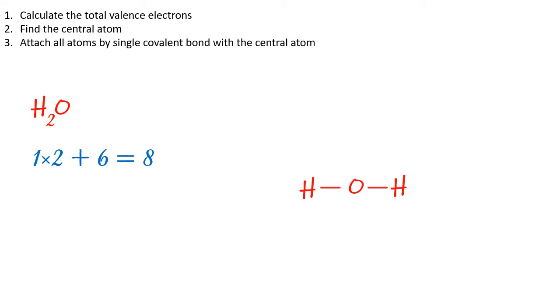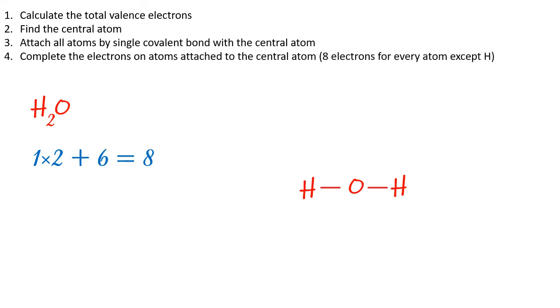Next, step number 4, complete the electrons on atoms attached to the central atom. Okay friends, in hydrogen, maximum 2 electrons can be accommodated. So it already contains 2 electrons because it is attached with single covalent bond. So in single covalent bond there are 2 electrons. So don't put 2 dots on hydrogen. This is wrong.